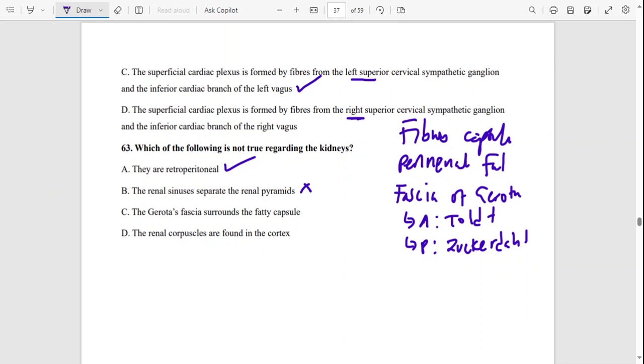The Gerota's fascia surrounds the fatty capsule. So after the Gerota's fascia, you have another kind of fascia here. So this was the fat. Then you are going to have the perirenal, some kind of fat again, before it can even surround the entire kidney. So this is true. The renal corpuscle is found in the cortex. This is true. The renal corpuscle makes up the nephron, and those structures are involved in the making of urine. So the answer here is B.